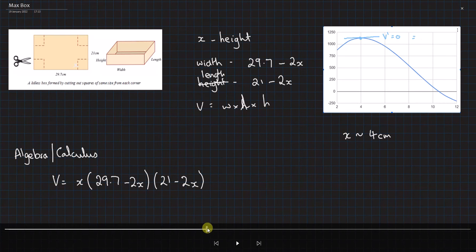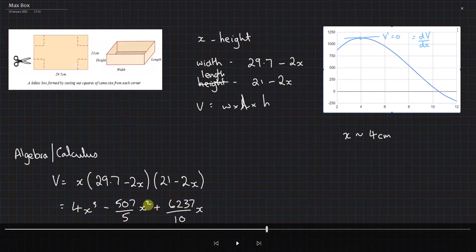So we're now going to expand this out so we can find out what the gradient is. I used GeoGebra when I was doing this, so it actually converted all of these decimals into fractions for me, and I'll carry on using it. When I multiply the brackets out, I've got x times minus 2x times minus 2x gives me 4x cubed. X squared comes from x times 29.7 times minus 2x, added with x times minus 2x times 21, and summing those together we get 507 over 5 x squared.